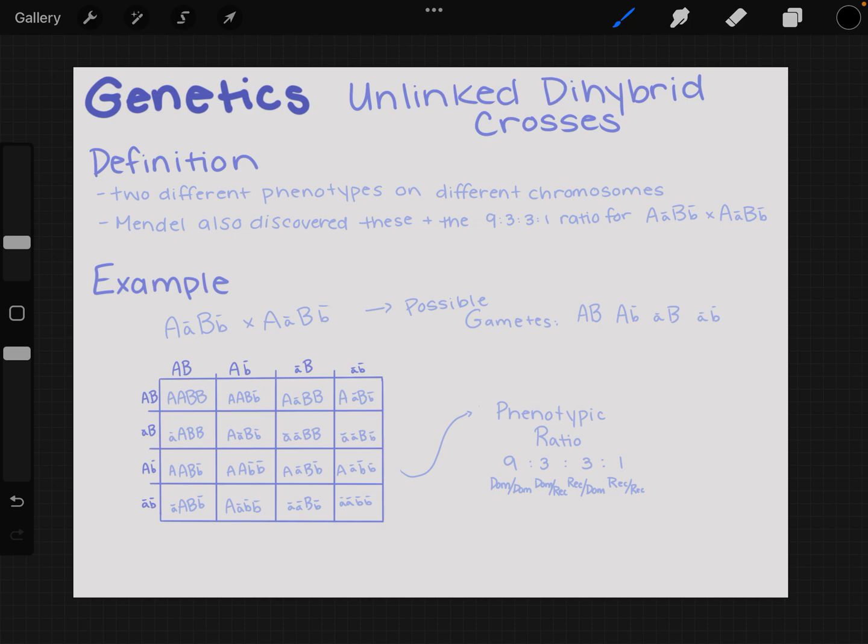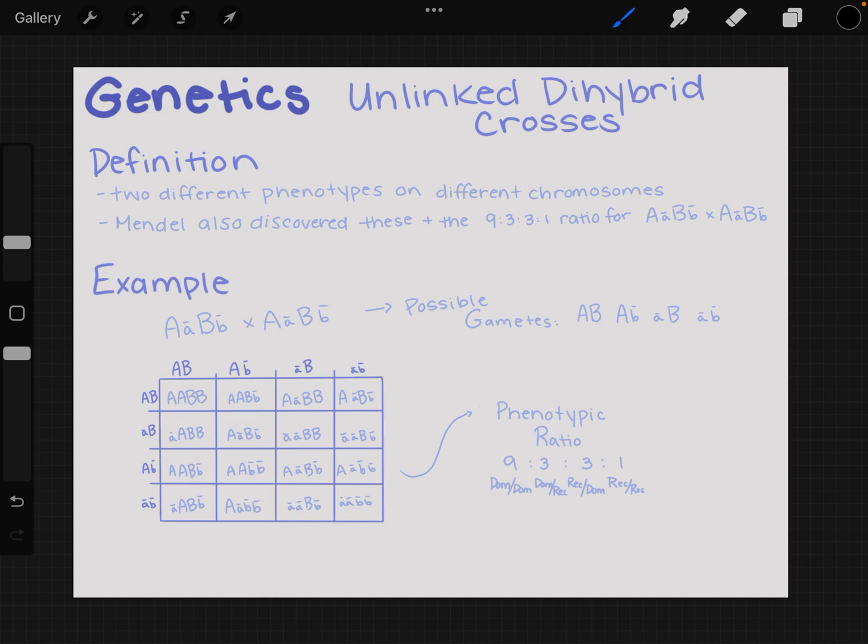So they're not linked. Again, remember that linked alleles or linked crosses are going to happen on the same chromosome. But because these are unlinked, they're going to happen on different chromosomes. So I always go back to chromosome 2 and chromosome 5, just because I think they're fun. I could tell you one thing that chromosome 2 does, but anyways, moving right along.